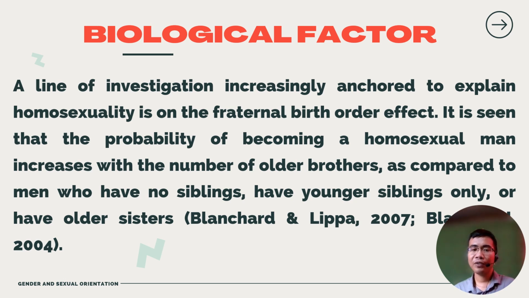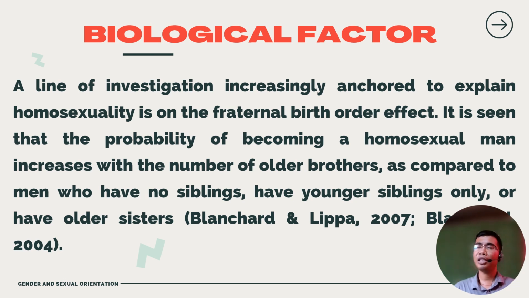a line of investigation increasingly anchored to explain homosexuality is the fraternal birth order effect. Okay, so where are you in the siblings? What is your birth order? It is seen that the probability of becoming a homosexual man increases with the number of older brothers, as compared to men who have no siblings, have younger siblings only, or have older sisters. Okay, so a homosexual man is a man that is attracted to a man. So the tendency is with the increasing number of older brothers.